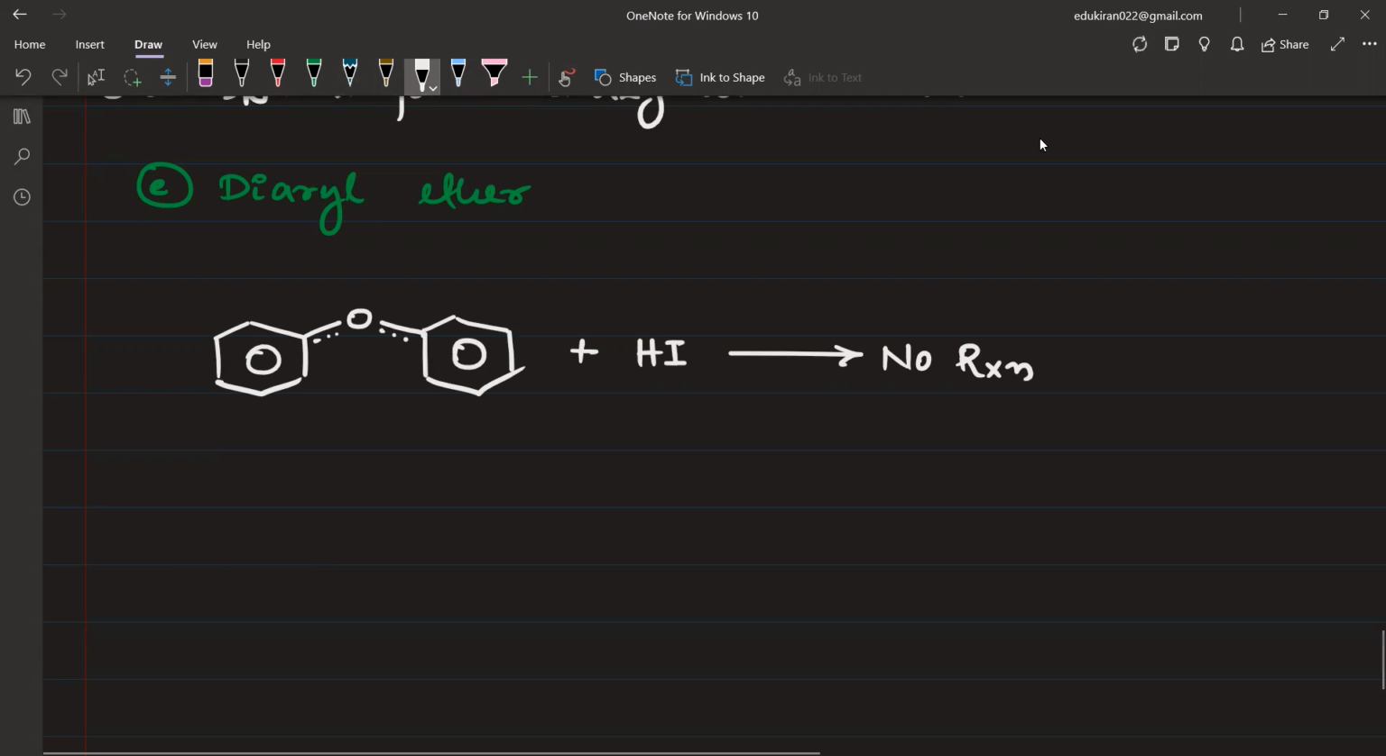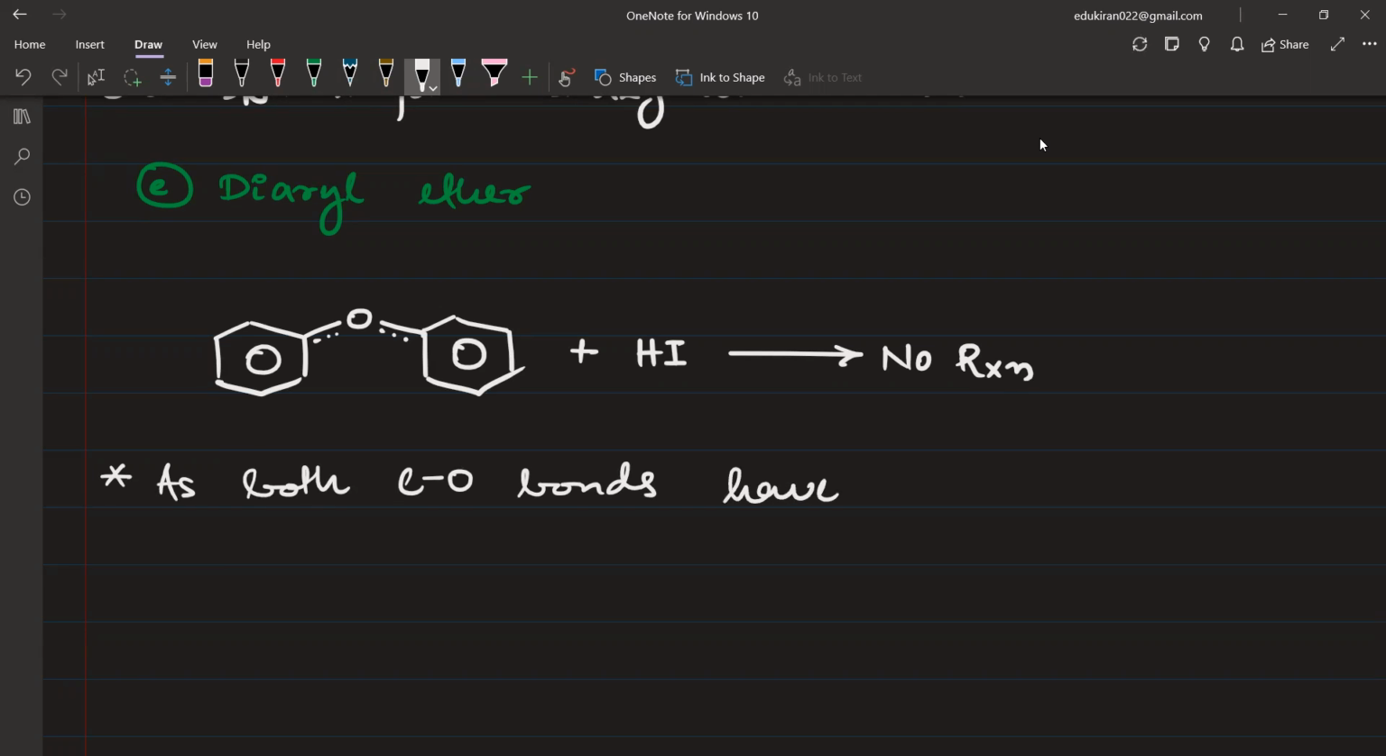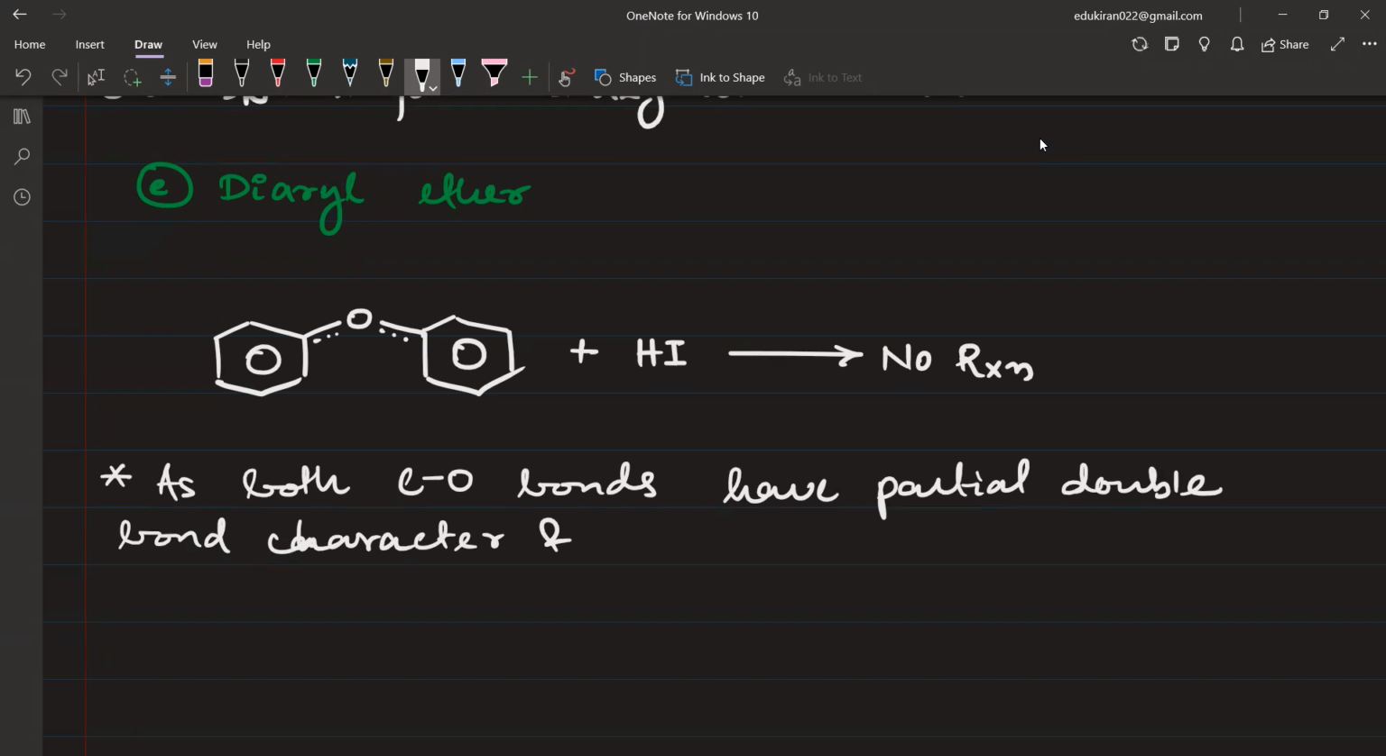Okay, you'll write next: as both C-O bonds have partial double bond character, they cannot be broken.